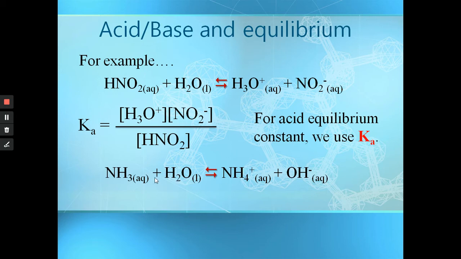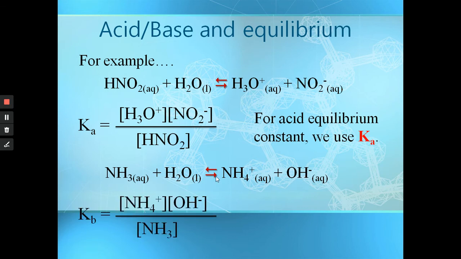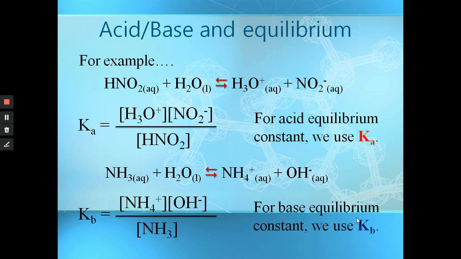And here's another version for the base. You have nitrogen trihydride that will react with water, and that's going to generate the ammonium cation and also the hydroxide anion. Then the equilibrium constant for the base is going to look like this, and we're going to be using Kb, which is the equilibrium constant for the base.